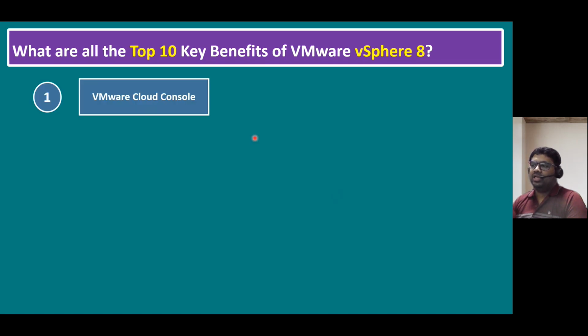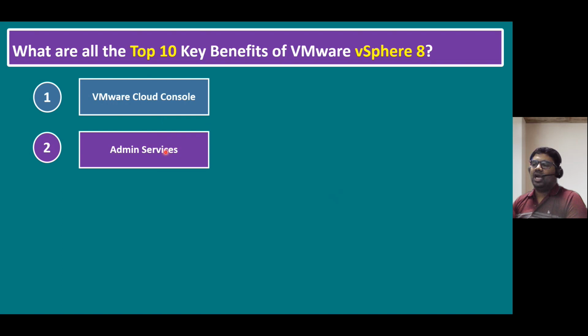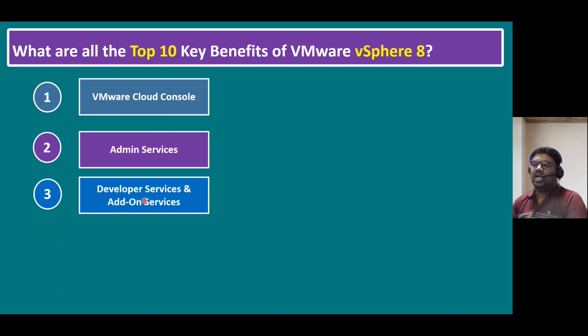So those key benefits, starting with VMware Cloud Console. This Cloud Console comes with the vSphere Plus licensing model. When you have VMware Cloud Console, we are able to monitor all our multiple vCenter servers within our organization. And admin services means multiple vCenter servers can be managed using a single console through VMware Cloud Console. And another benefit is developer services and add-on services.